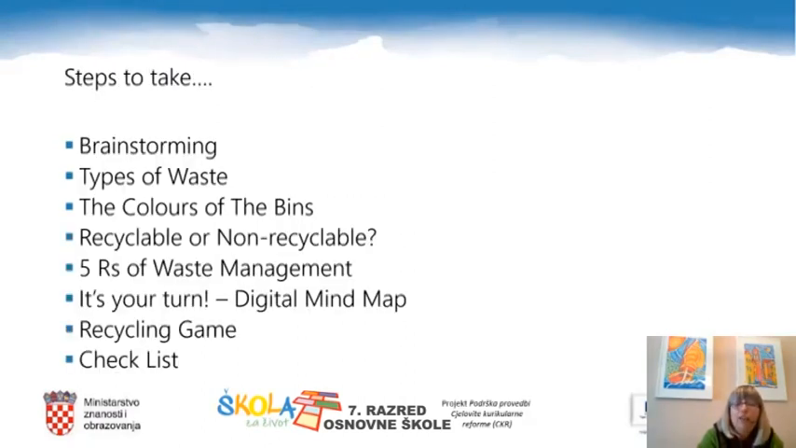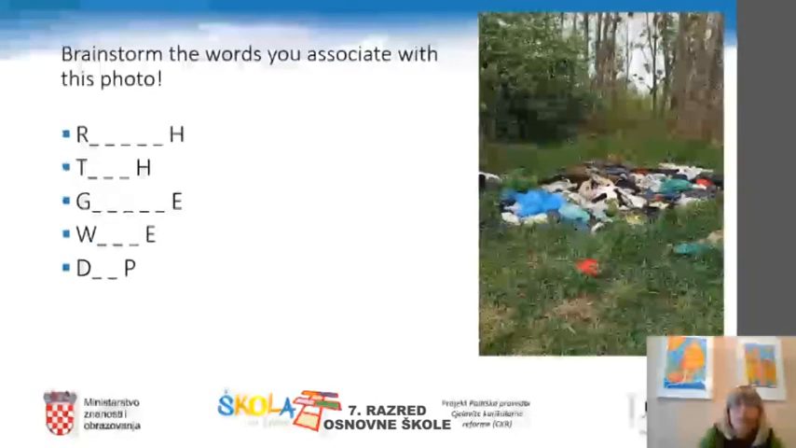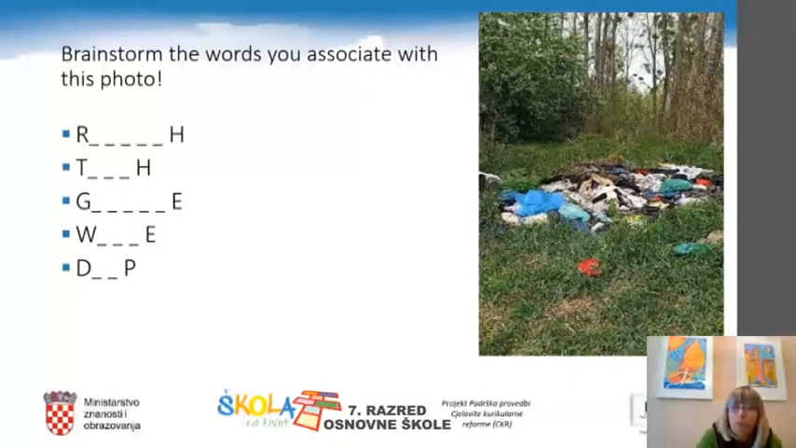In today's lesson, we shall do different things. We'll start with some brainstorming, then we shall discuss types of waste, the colors of the bins, we shall decide between recyclable and non-recyclable waste, definitely talk about the 5 R's of waste management, then you will create the digital mind map, you will also play a game, and at the end of today's lesson, you'll do the checklist. So let's start with some brainstorming.